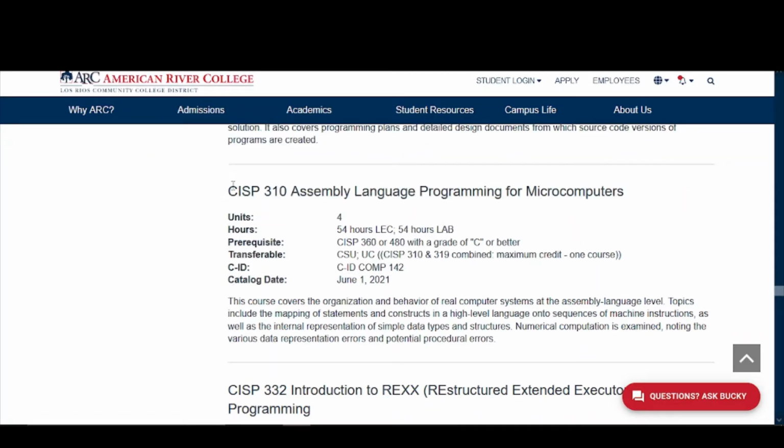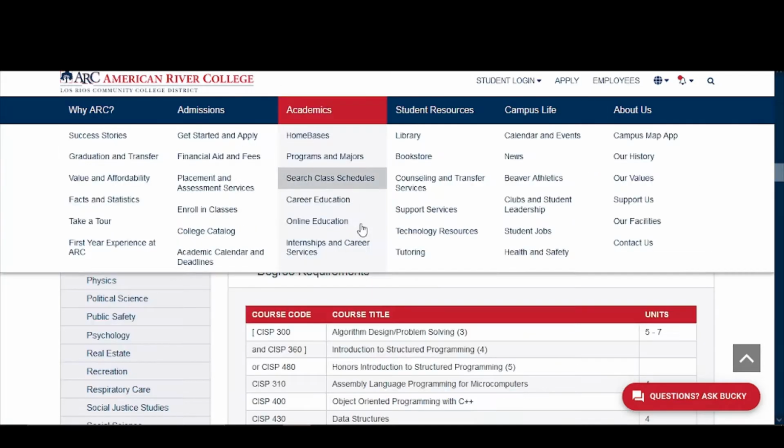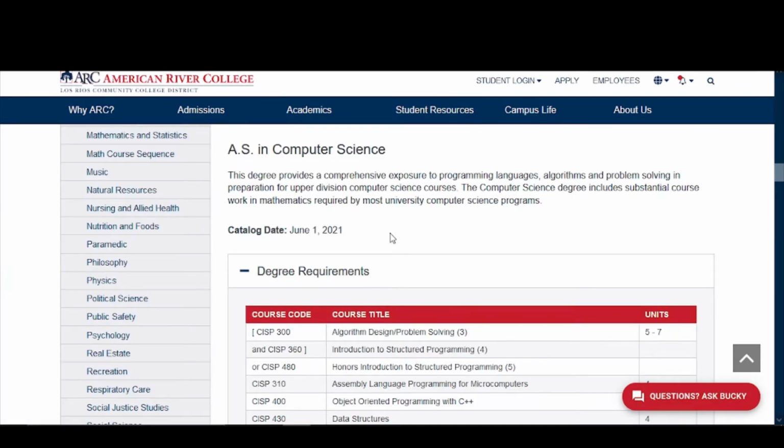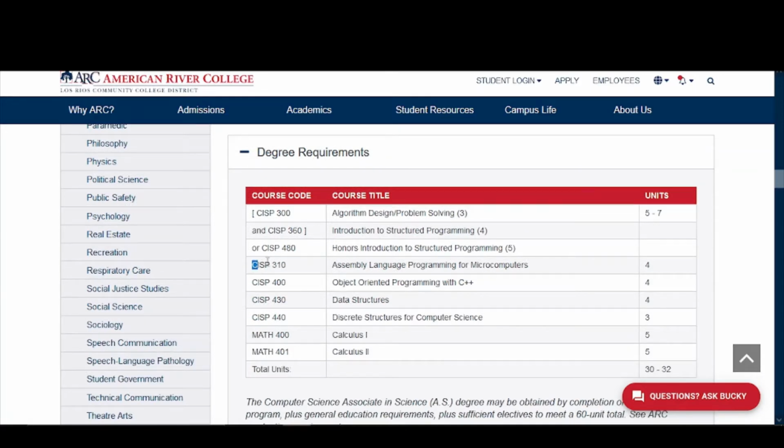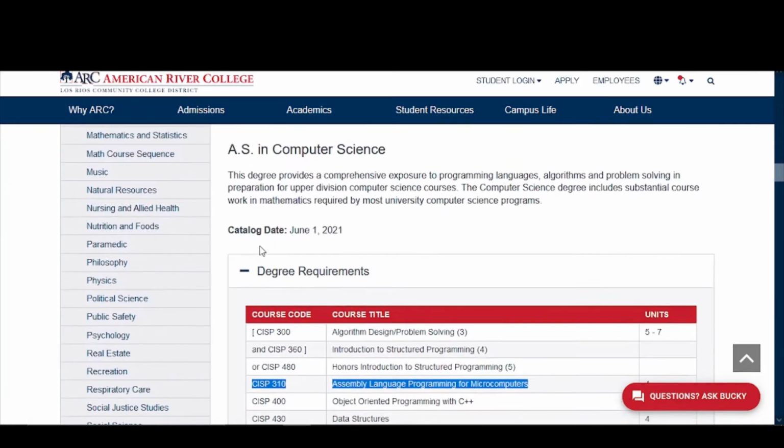Take something such as the Assembly Language Programming for Microcomputers course. Topics include the mapping of statements and constructs in a high-level language onto sequences of machine instructions. So that might be a student learning outcome: learn how to map statements and constructs in a high-level language onto sequences of machine instructions. So courses have student learning outcomes, which support the student learning outcomes of the degree that they are required for. Assembly language programming is required for this one.